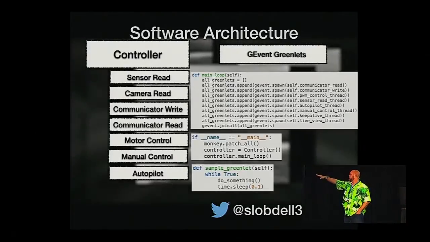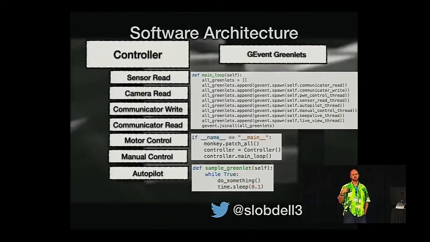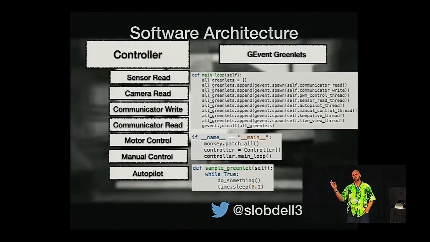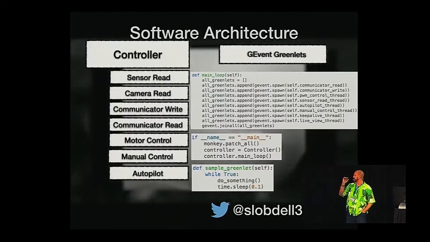We can also do monkey patching, which will take anything that naturally blocks. So in this case, we have a serial connection, for example. Anytime anything is blocking, it's going to immediately yield to another thread. So that's also going to happen when we do time.sleep.